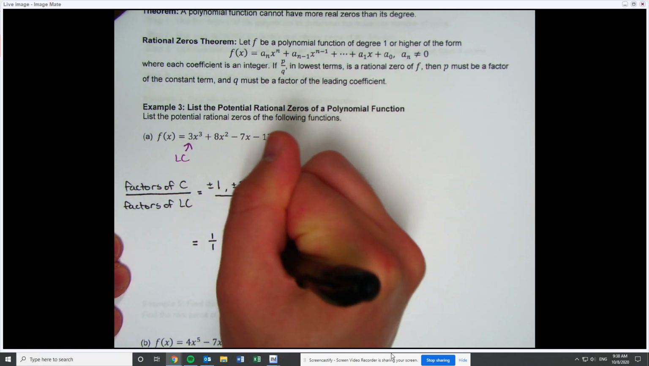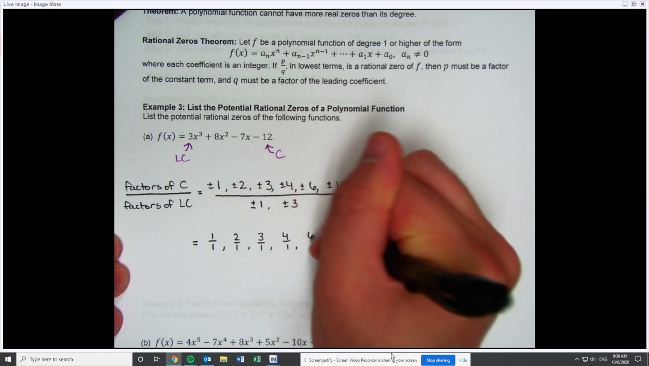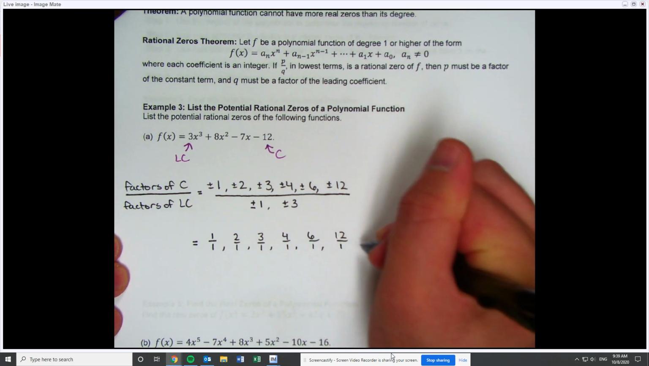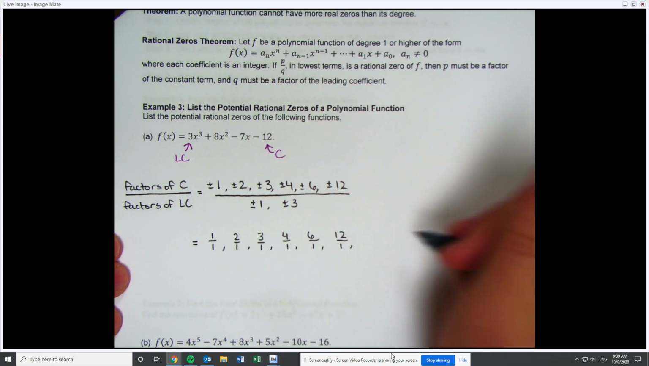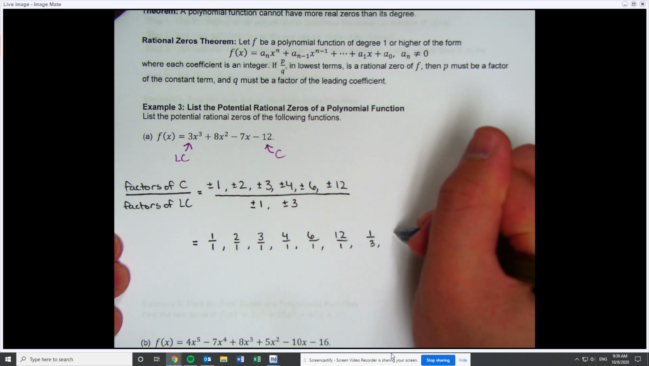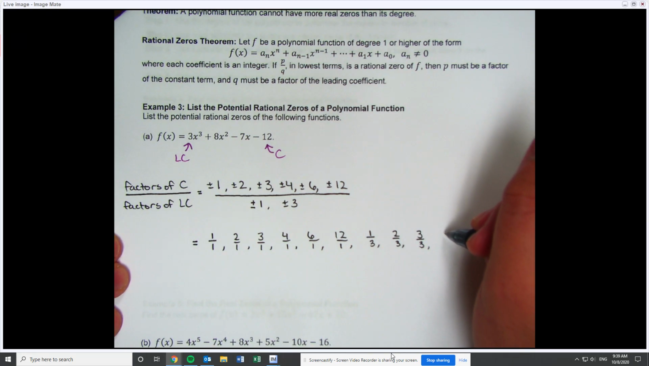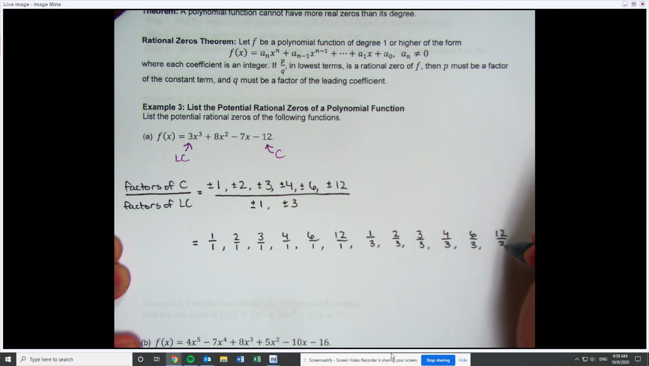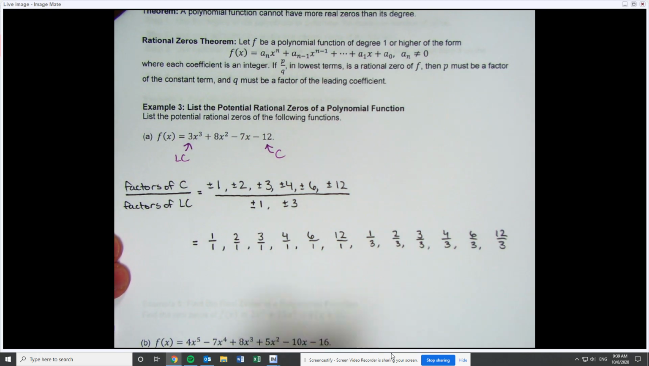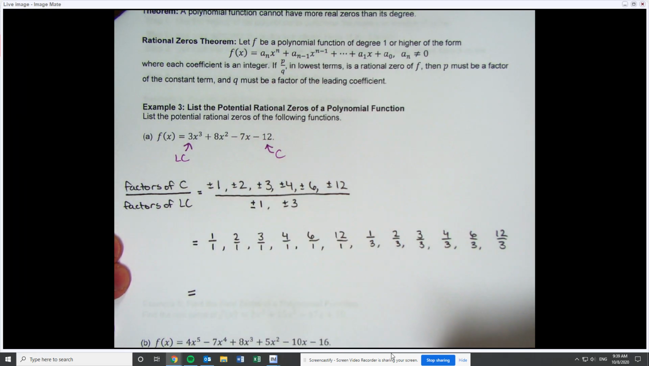Then I could have 2 over 1, 3 over 1, 4 over 1, 6 over 1, 12 over 1. Now that's everything that could have 1 on the denominator. Now I have to do it again with 3. I have 1 over 3, 2 over 3, 3 over 3, then 4 over 3, 6 over 3, 12 over 3. And I understand some of these reduce. I'm doing it this way to list out all the possible ones and keep track of what I have. I do another step afterwards where I bring the plus or minus back in, and then I reduce.